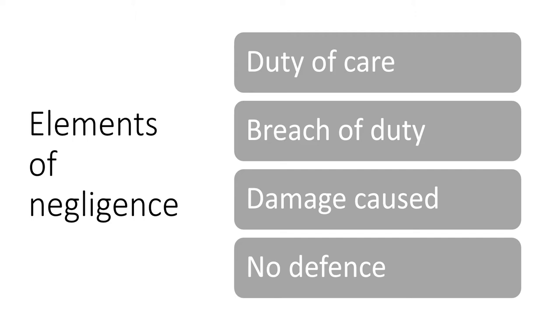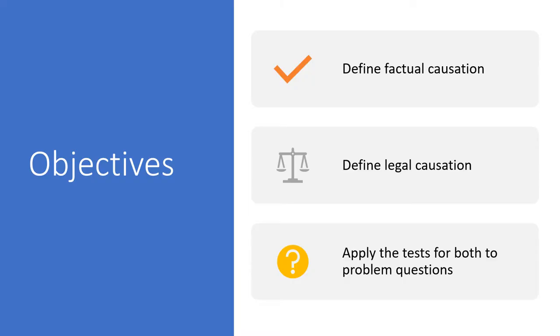So as mentioned, we've done duty of care in the previous video. Once the duty of care is established, we need to consider, was there a breach of that duty? But of course, there would be no negligence unless there is some damage caused as a result. So this video is going to focus on how you prove causation, or the damage caused.